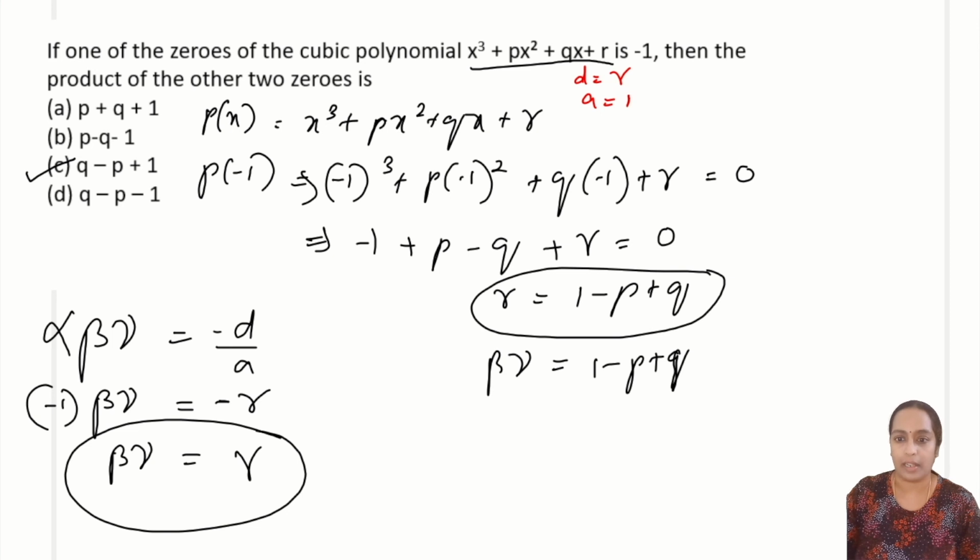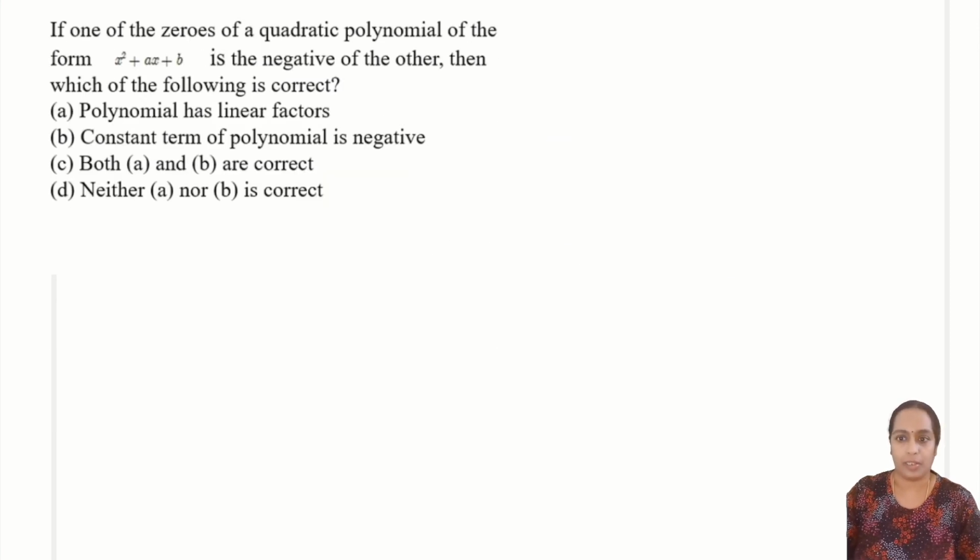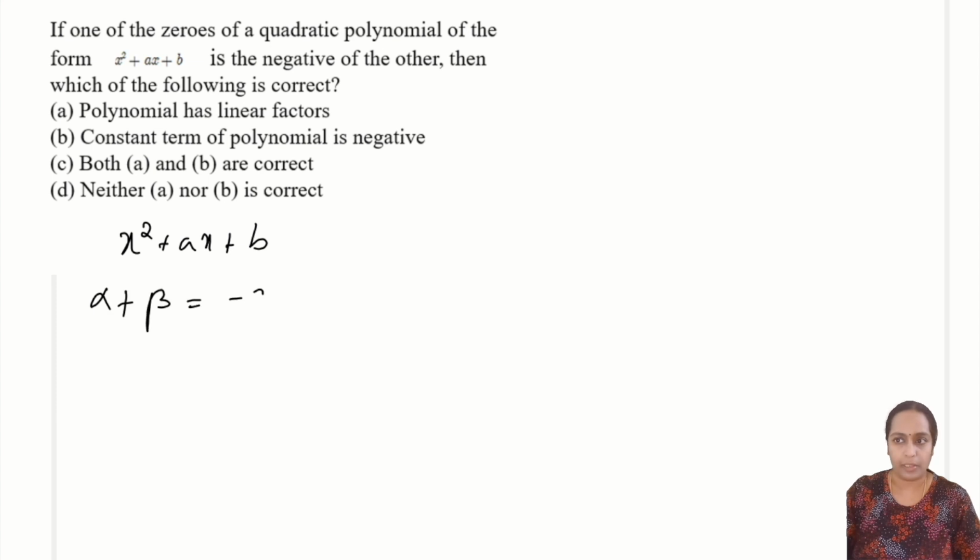So moving on to the next question, the last question here. If one of the zeros of a quadratic polynomial of the form x square plus ax plus b is negative of the other. So they have given a quadratic polynomial and the question says one zero is negative of the other. Then which of the following is correct? So when we have a quadratic polynomial, let's find the sum of zeros. Alpha plus beta is minus b by a, which is minus a by 1. Alpha beta is equal to c by a, which is b. So after finding the sum of zeros and product of zeros, the question says one zero is negative of the other. Then which of the following?